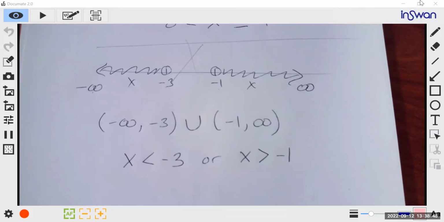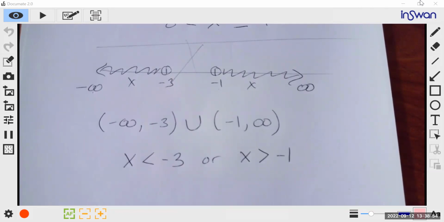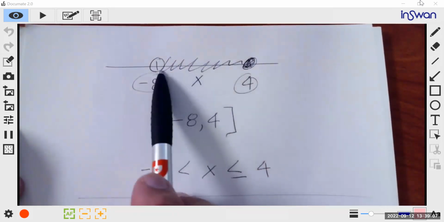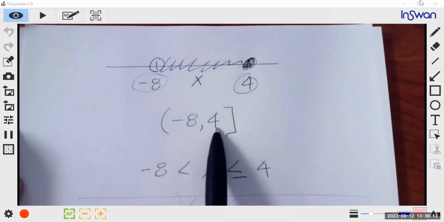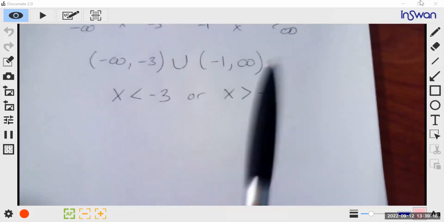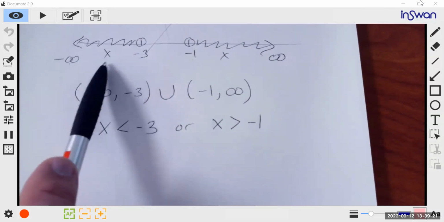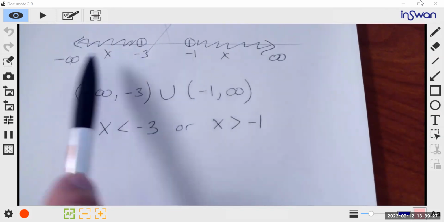Kind of make more sense? I know you've all seen this before, but this is the why it is what it is. So the graph you did first, the -8 and 4, why did you not do a union with that one? Because we're only looking for the numbers between there. I have a beginning and an end. My x is between those two. These are infinite. It starts at -3 and goes down. So x is less than -3. x is greater than -1. So it goes from -1 to infinity.